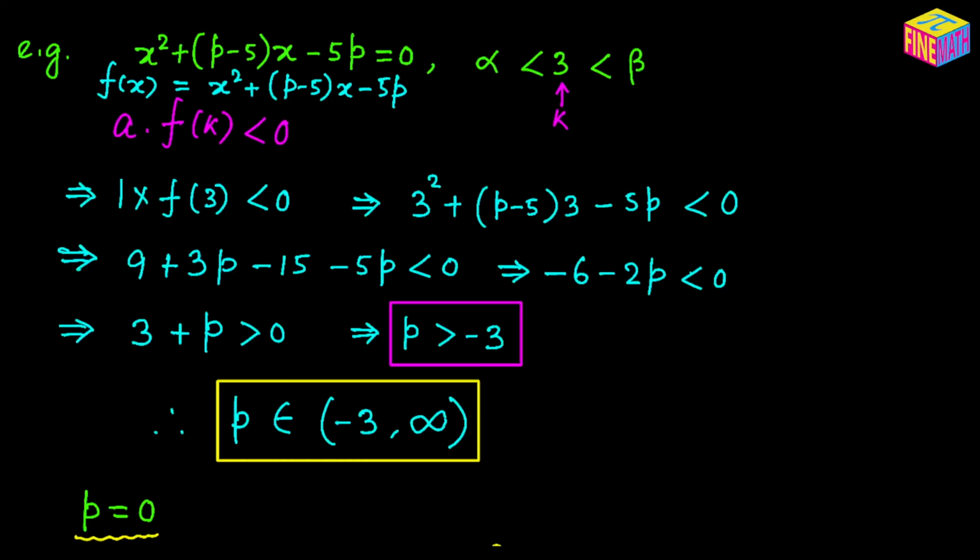For positive number 3 to be between the two roots of this quadratic equation, the possible range of values of p can be in this range from negative 3 to positive infinity. Of course, excluding the negative 3, because p has to be strictly greater than negative 3.